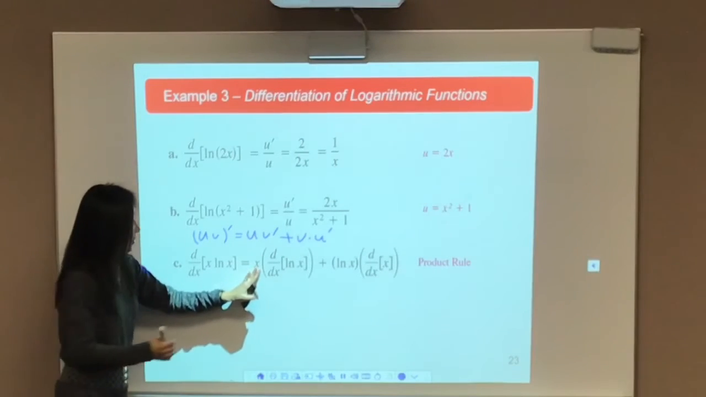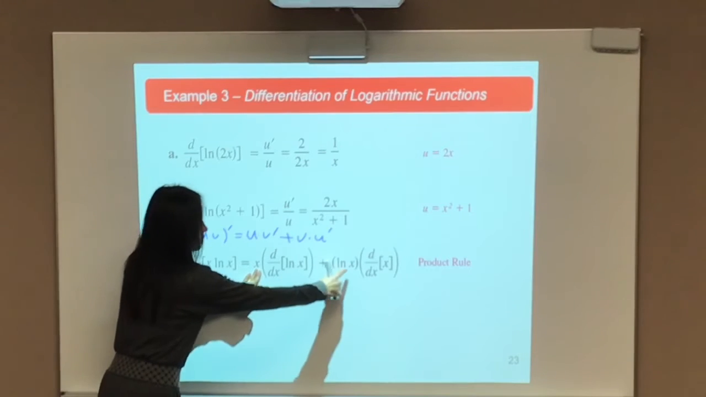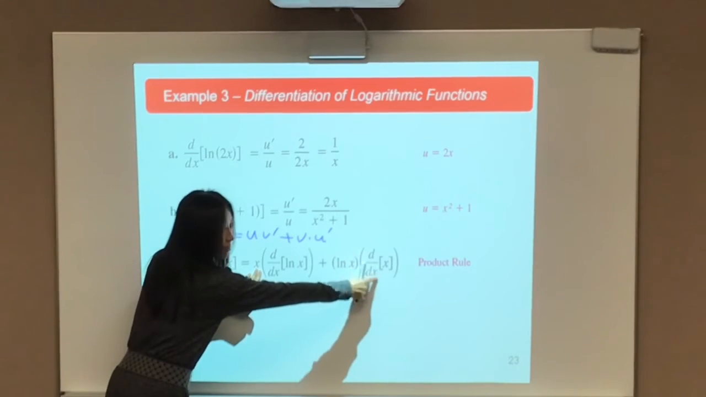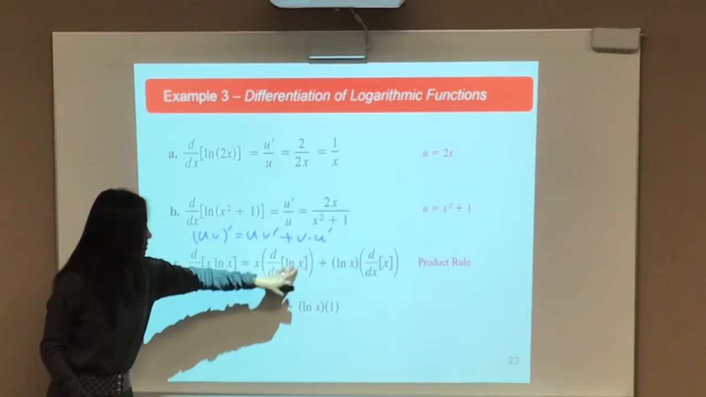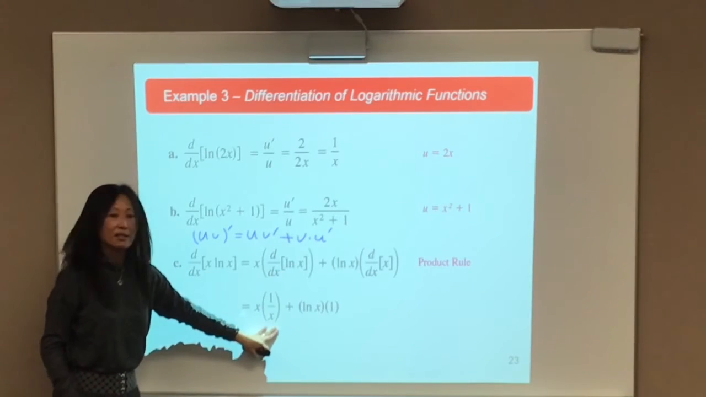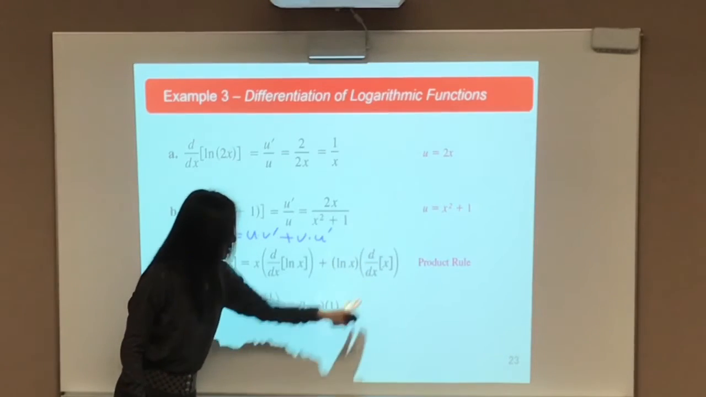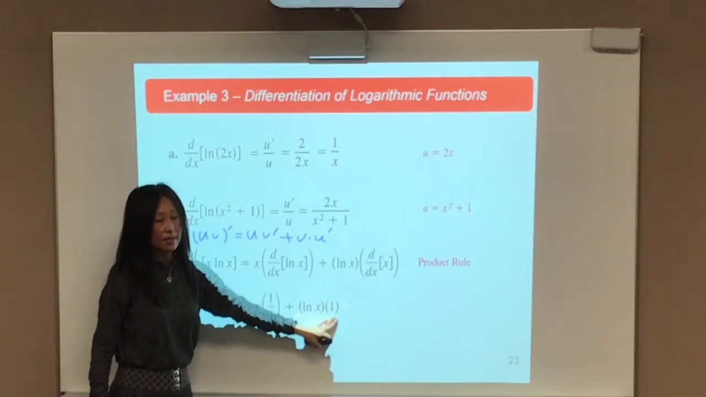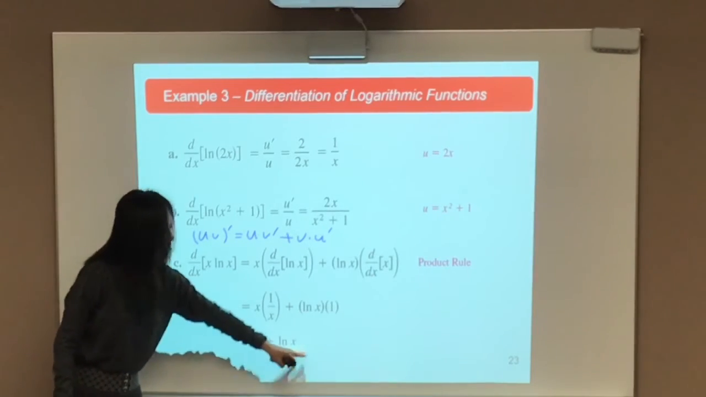So this is my first one, this is my what? Prime of the second one. The second one times what? Prime of the first one. So x times derivative of natural log of x is what? 1 over x. Natural log of x times what? Derivative of x is what? Just simply 1. So when I simplify this, I will get what? 1 plus natural log of x.